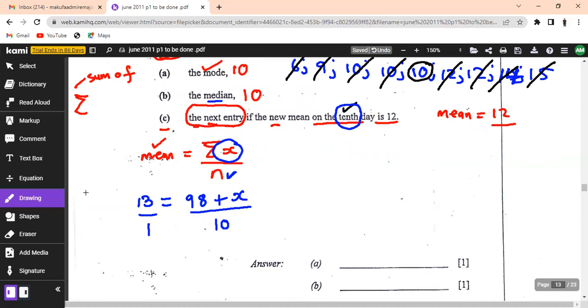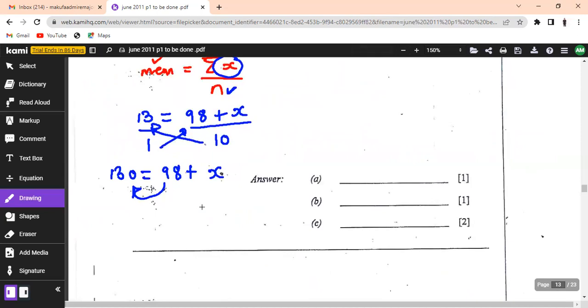By just cross-multiplying and performing your calculations, you'll be able to calculate this X. Cross-multiply, that's 10 times 13, which is 130. 1 times 98, which is 98, plus 1 times X, which is X. So to find X, we can simply transpose 98 to the other side of the equation, and it becomes a minus. So it's going to be 130 minus 98, which is equal to X.